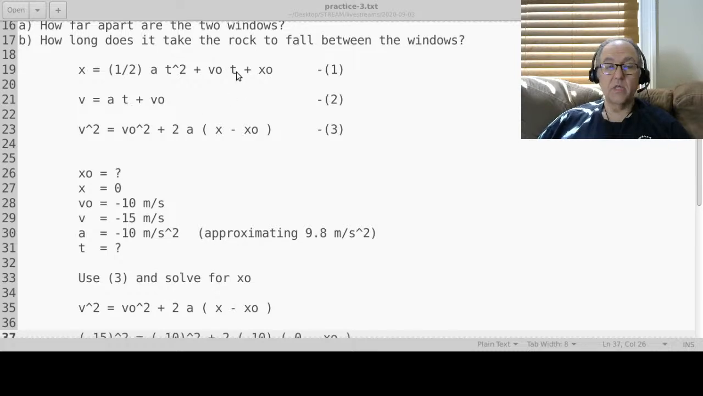Okay, and so you can choose either 1 or 2, but I think it's pretty obvious you want to use number 2 because it's linear, and number 1 is a quadratic. So we don't have to use a quadratic in this particular problem.